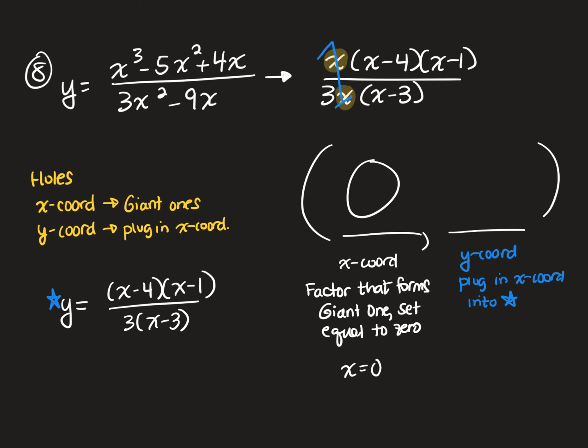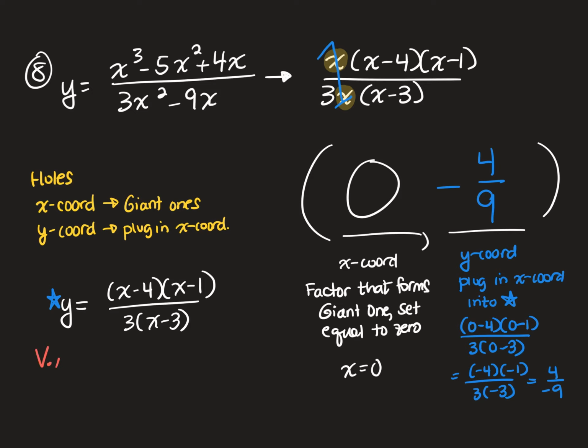So I'm going to plug 0 into that starred form of the function. I get 0 minus 4 times 0 minus 1 over 3 times 0 minus 3, which ends up being negative 4 times negative 1 over 3 times negative 3. That gives you 4 over negative 9, or negative 4/9. Now I want to keep going with this because I want to show you how this is tied to your domain. But before I can do that, we have to talk about vertical asymptotes.